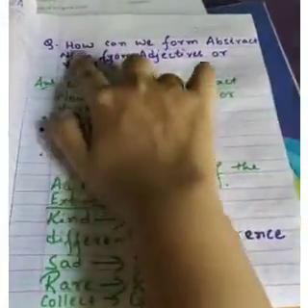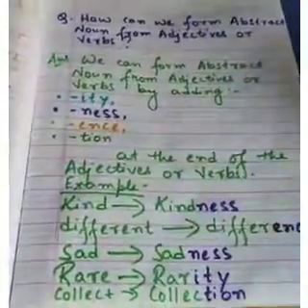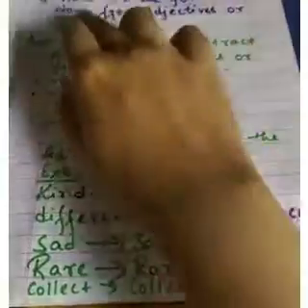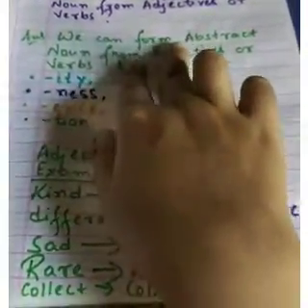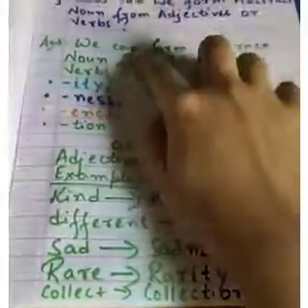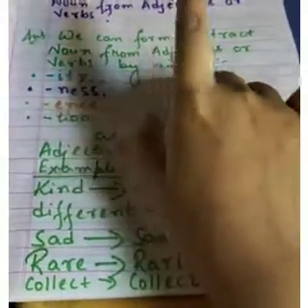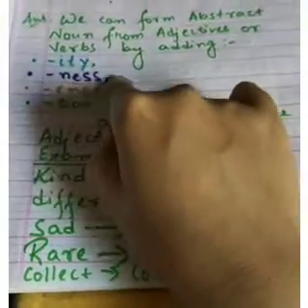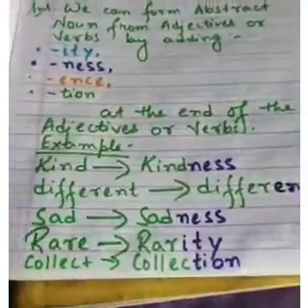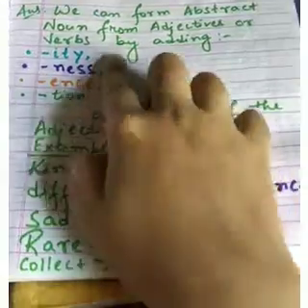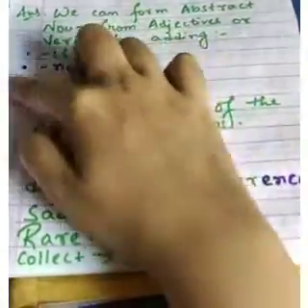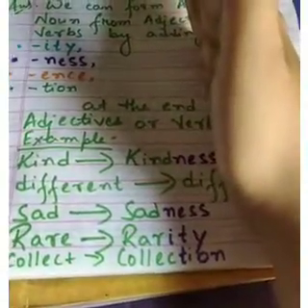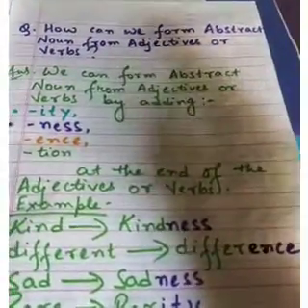Children, today what we are going to do is we are going to learn how to form abstract nouns from adjectives and verbs. Alright, so see this, we can form abstract nouns from adjectives or verbs by adding the words ity, ness, ence, tion. Alright, these are the words that we need to add at the end of these adjectives or verbs to make it the abstract noun form.